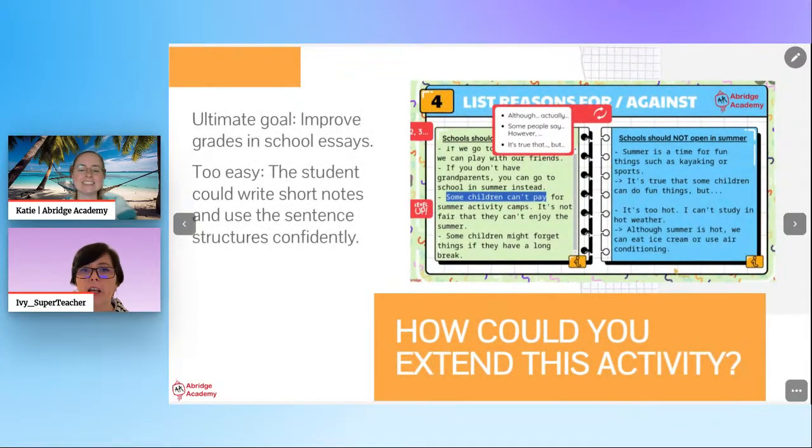Sure. So in this case, let's see how we could extend this activity. The ultimate goal is to improve grades in school essays. And this lesson particularly is found to be too easy. The student could write short notes and use the sentence structures confidently. This was a debating lesson for context. Mm-hmm. What do you think? How could we extend this activity?